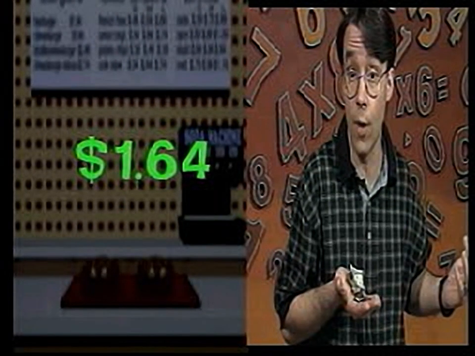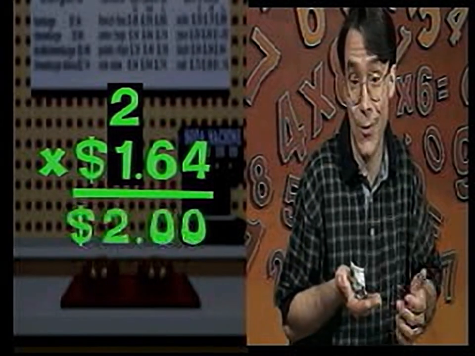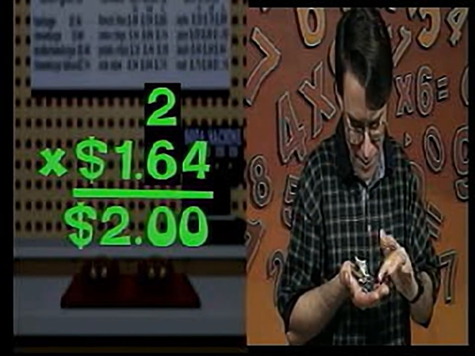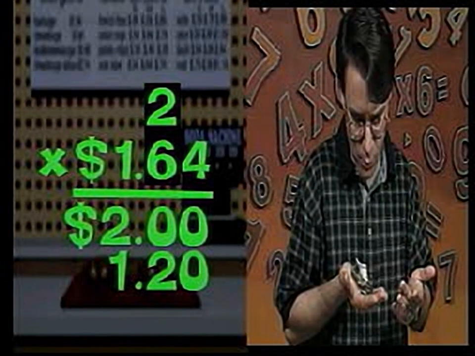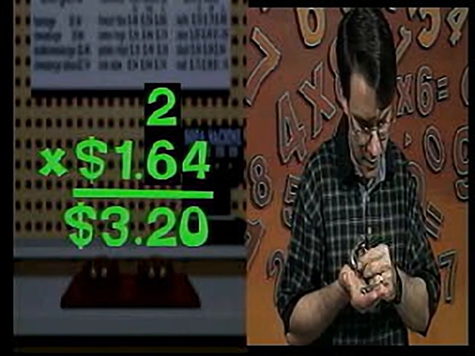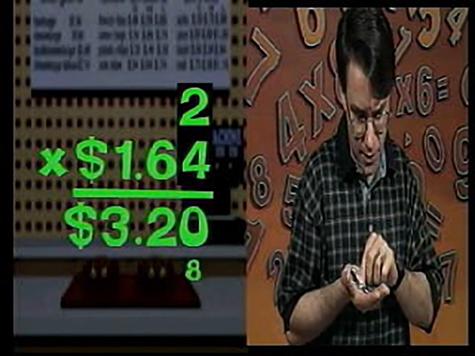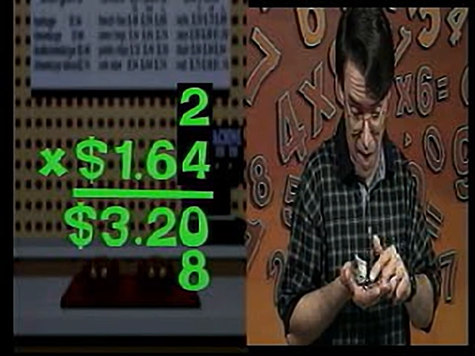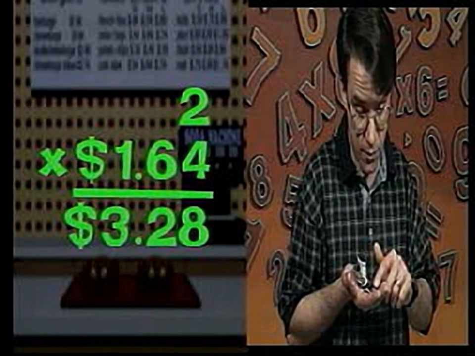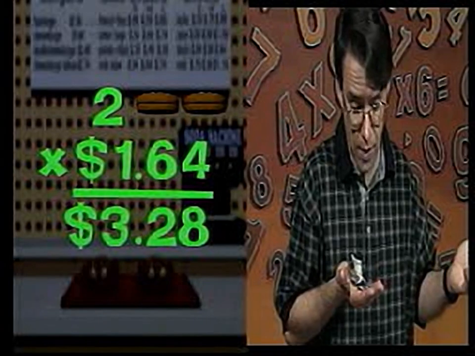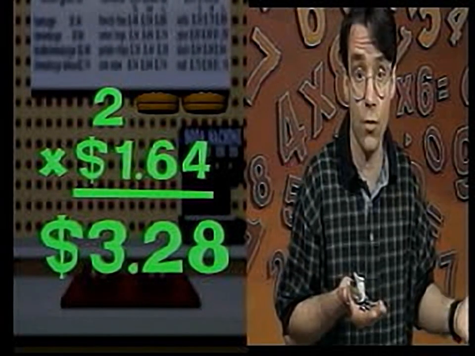Let's see, I think they cost $1.64. If we both get one, then we double the dollar, make it $2. Then 2 times 60 cents is $1.20 more, or $3.20. Plus 2 times 4 is 8. Add that to the $3.20. So 2 hamburgers will cost us $3.28.